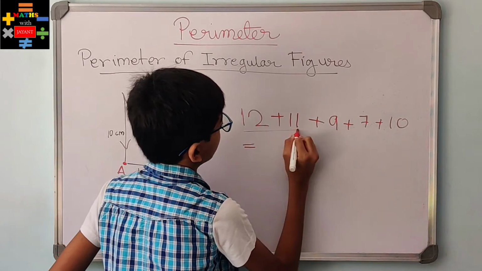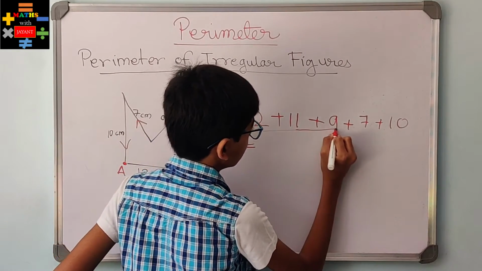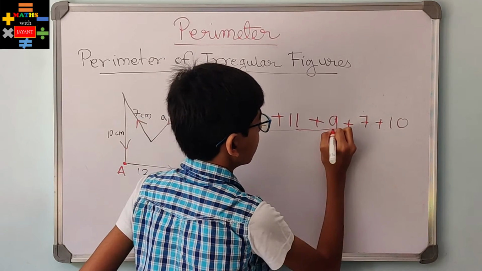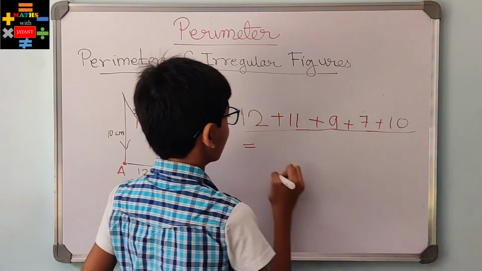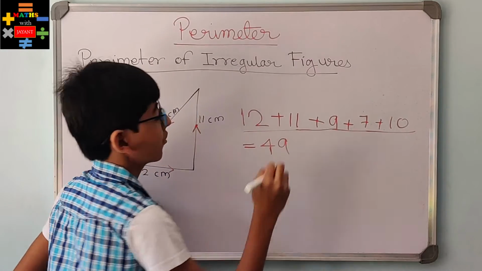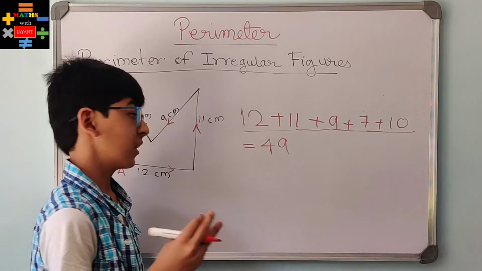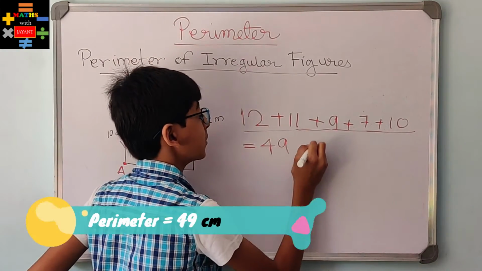12 plus 11 is 23. 23 plus 9 is 32. 32 plus 7 is 39, plus 10 is 49. So our answer is 49. But it is 49 centimeter.